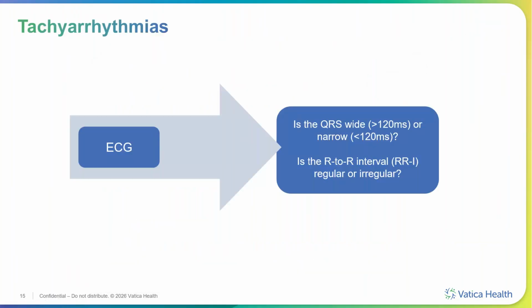Okay, the next topic is the tachyarrhythmias. Your patient's heart rate is greater than 100 beats per minute, so you get an EKG and you look at the QRS complexes. Do they look wide or narrow? If the QRS duration is less than 120 milliseconds, which is less than 3 little boxes, it's a narrow tachycardia. And if the QRS duration is greater than 120 milliseconds, then it's a wide tachycardia. The next question is whether the rhythm is regular or irregular. So look at the R to R interval, and if the distance between each R to R interval is the same all the way down the strip, then it's regular, and if not, it's irregular.